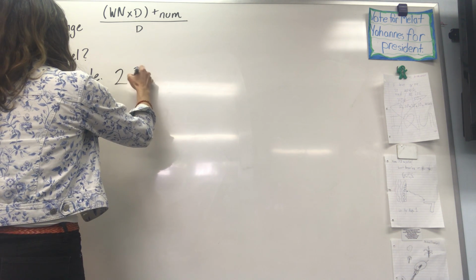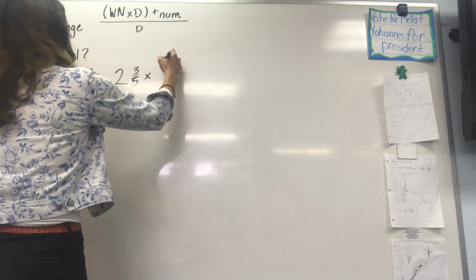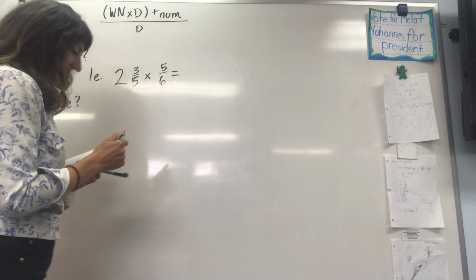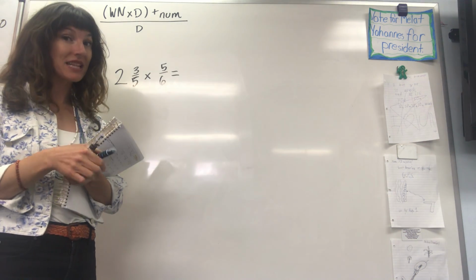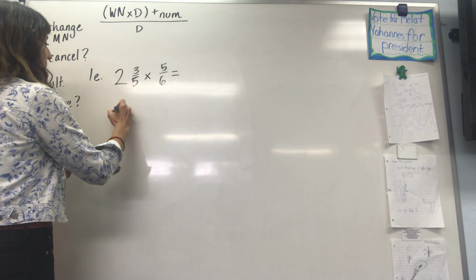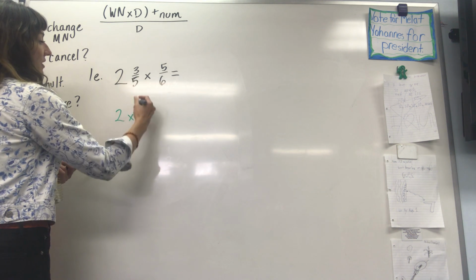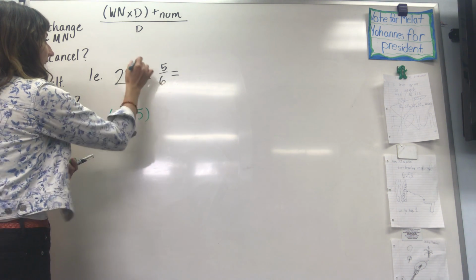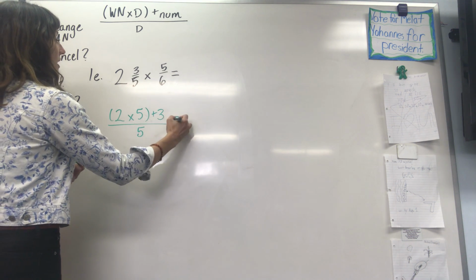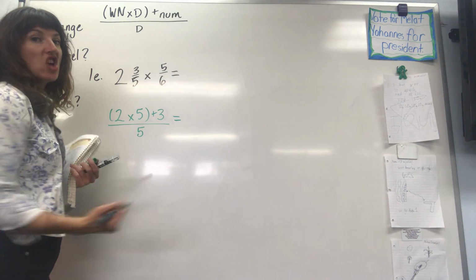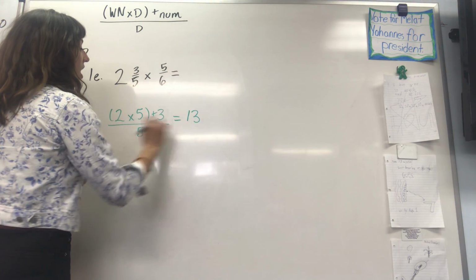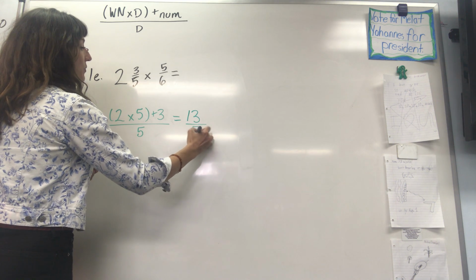2 3/5 times 5/6. Okay? Now, step number 1, change that mixed number into an improper fraction. Multiply your whole number 2 times your denominator 5, in parentheses, adding your numerator, which is 3, all over the number 5. Okay, 2 times 5 is 10, plus 3 is 13. Here we go, 13, all over your denominator, which is 5.